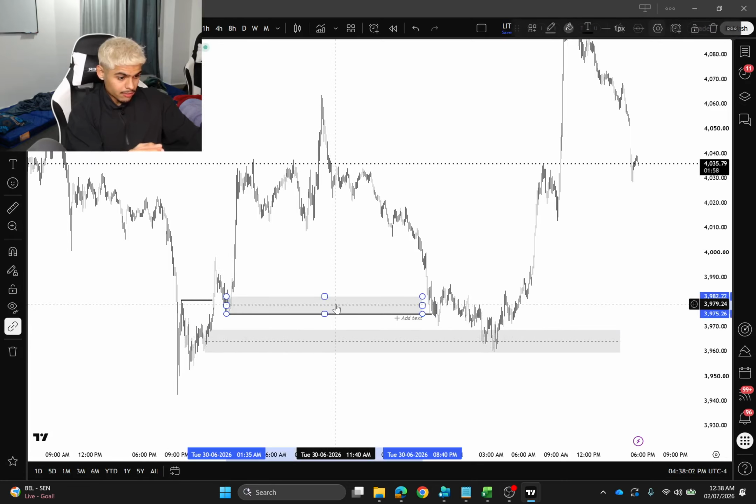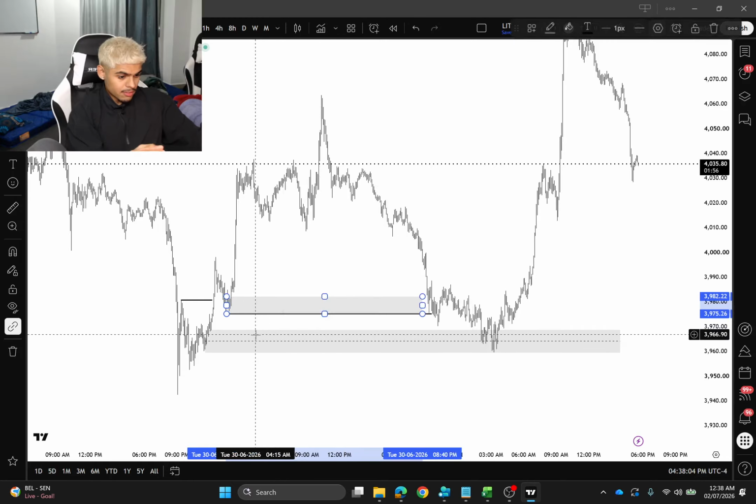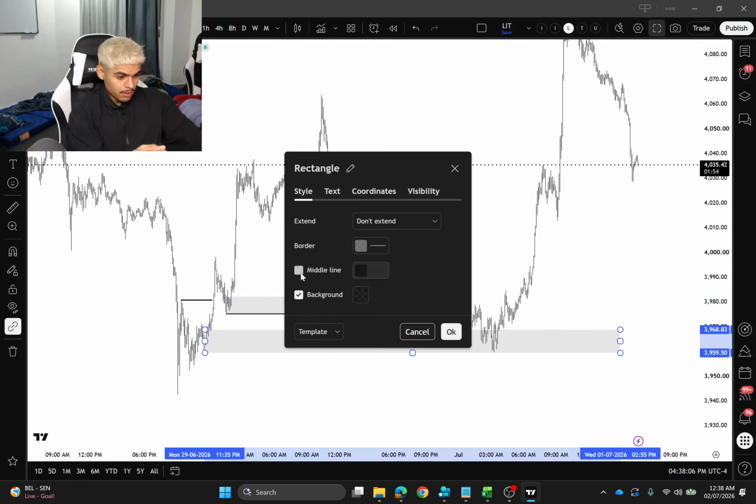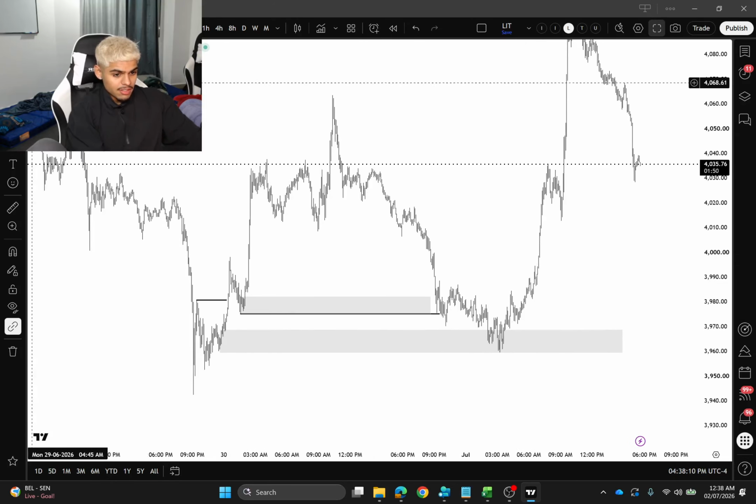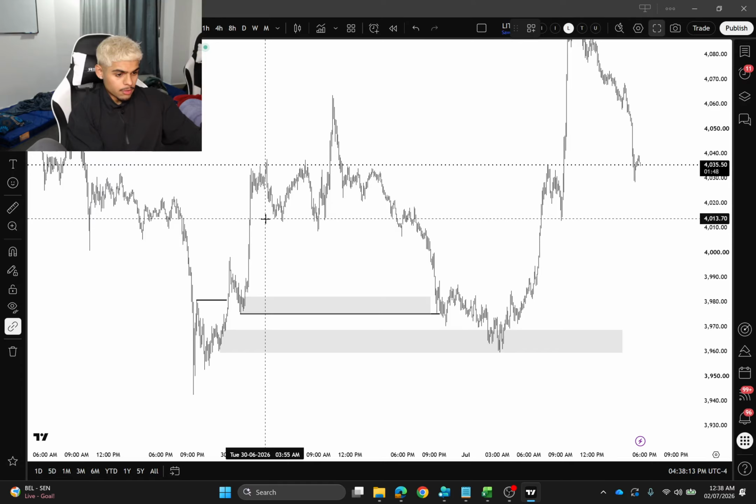So we are not really concerned about the push that happened after that. That is the second range. You can literally see that all this is basically liquidity buildup. You can see all this is liquidity buildup. People buying here, putting the stops here. People buying here, putting the stops here.